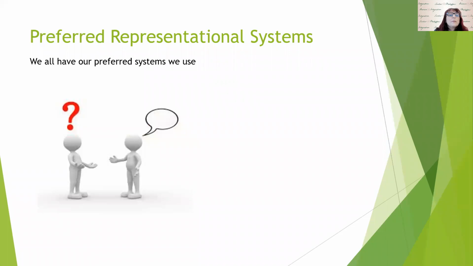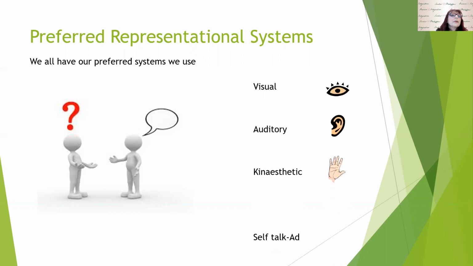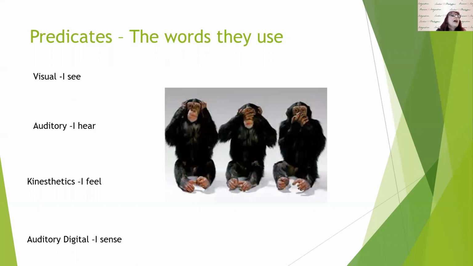We spoke last week about a preferred representational system. We all have preferred systems that we like to speak in: visual, auditory, kinesthetic, or self-talk, which we call Auditory Digital, or AD, in NLP, meaning that we speak to ourselves first before we communicate with others. Predicates were the words we use, and we're going to work a little bit with predicates today.